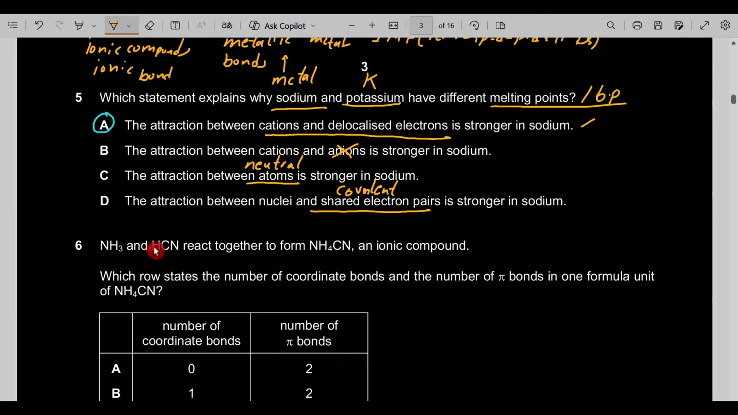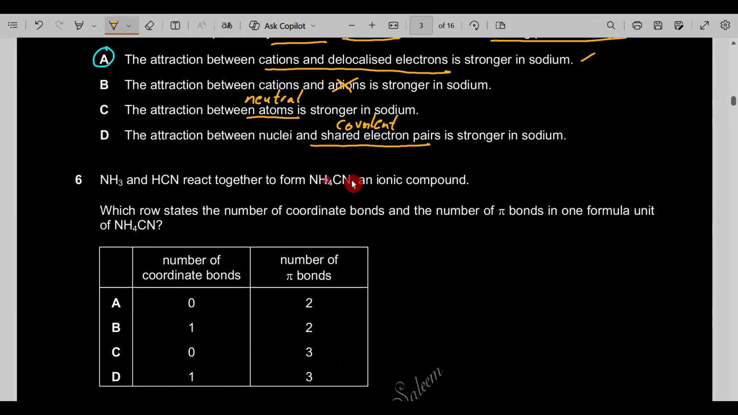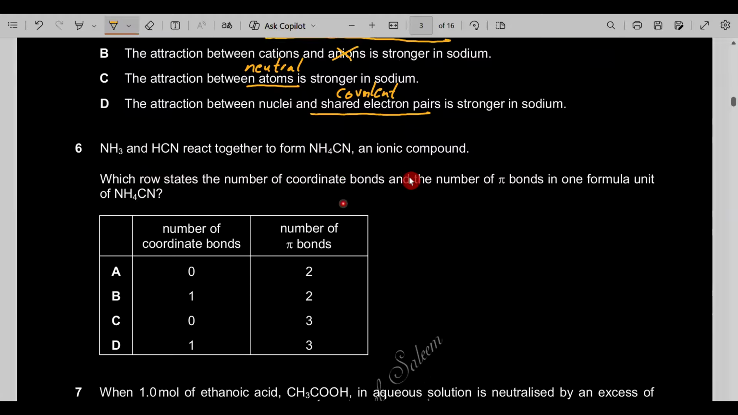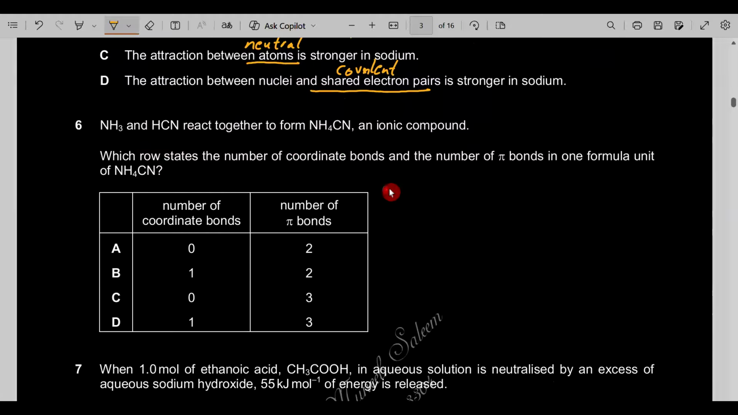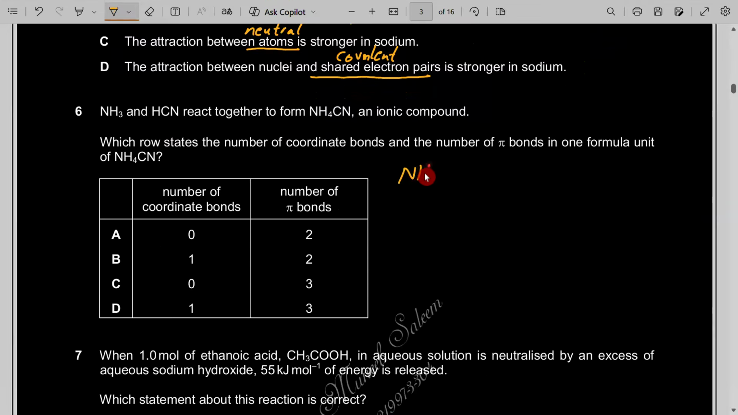Question number 6. Ammonia and HCN react together to form ammonium cyanide, an ionic compound. Which row states the number of coordinate bonds? So if you remember, we have the dative bonding between ammonia and hydrogen ion, which we studied in the course. So it will form the ammonium ion NH4 plus.